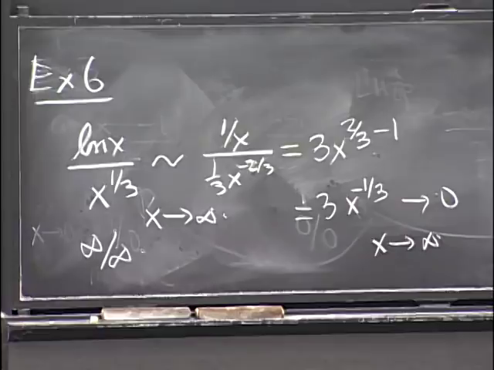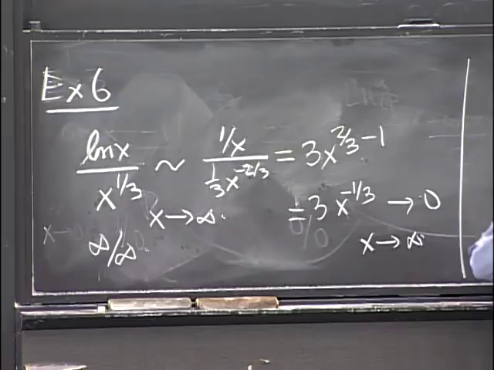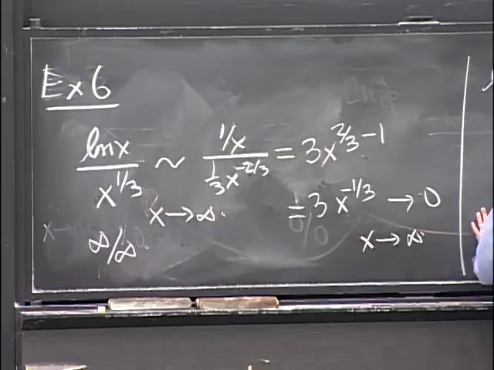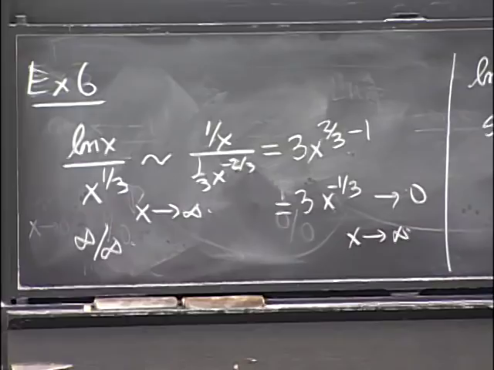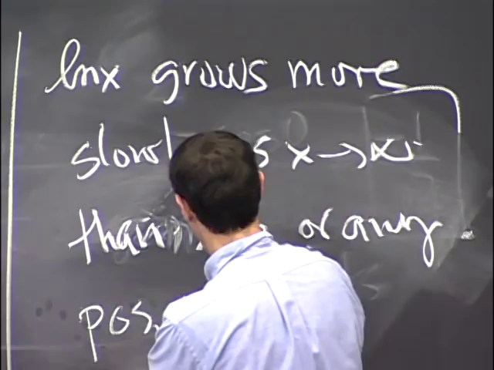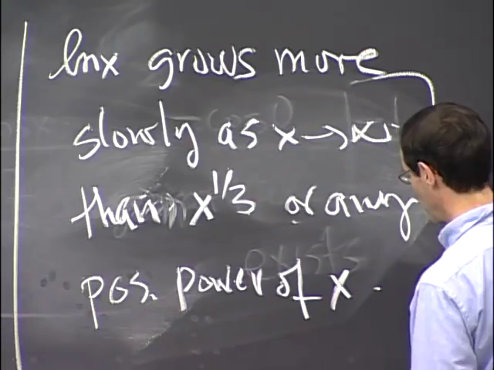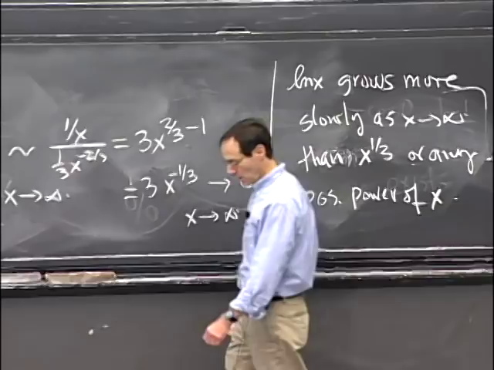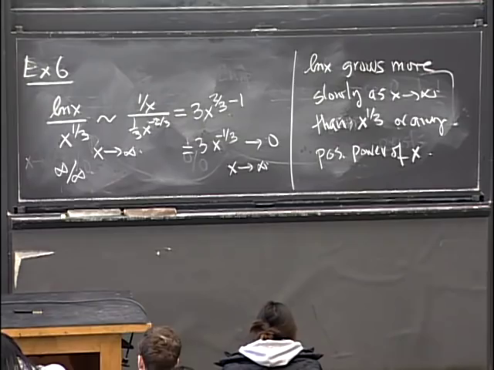All right? And so the conclusion is that log x grows more slowly as x goes to infinity than x to the 1/3 or any positive power of x. So any x to the p positive will work. So log is really slow going to infinity. It's very, very gradual. Yeah, question.